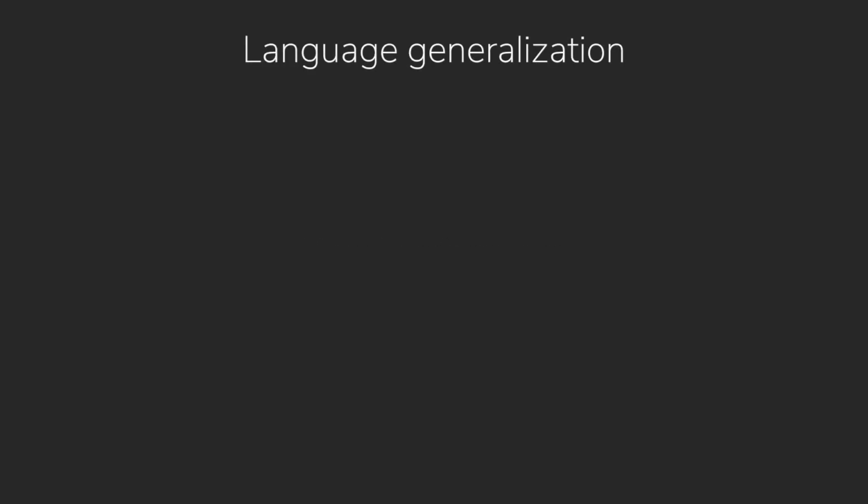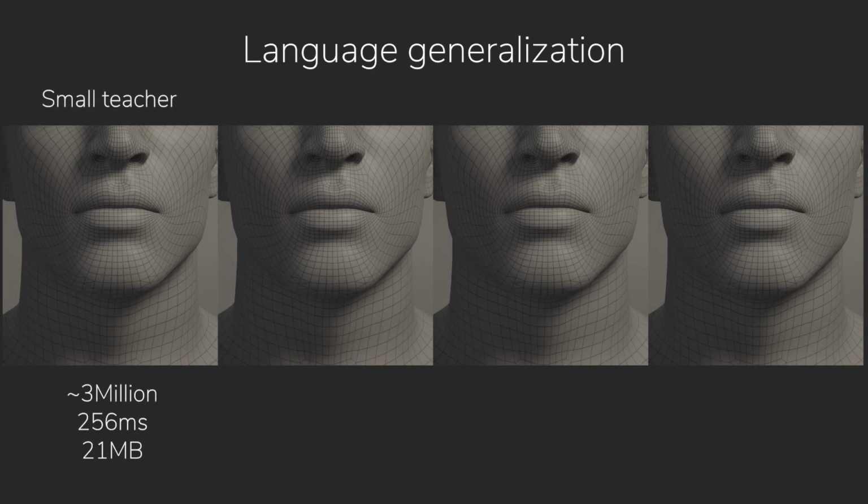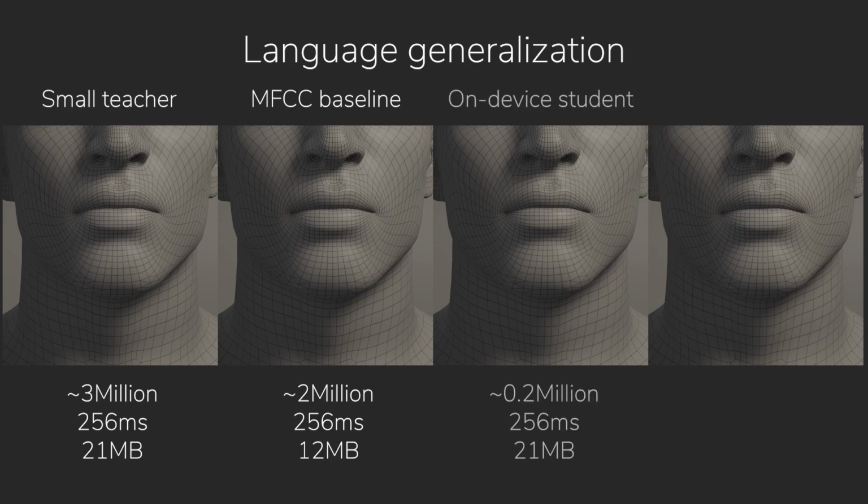To demonstrate the generalization capability of our lightweight models, we present here two evaluation scenarios. First, we test generalization to different languages. We compare four models: the small teacher model from stage 1, an MFCC baseline model also using a convolutional architecture, but with MFCC input instead of raw speech, our on-device student model, and our real-time model. We include speech samples in German, Spanish, Japanese, Cantonese, and Mandarin.